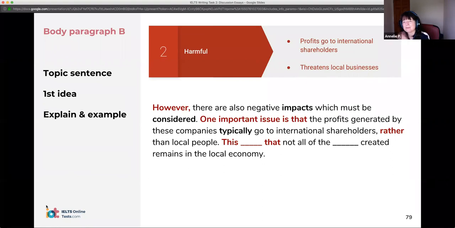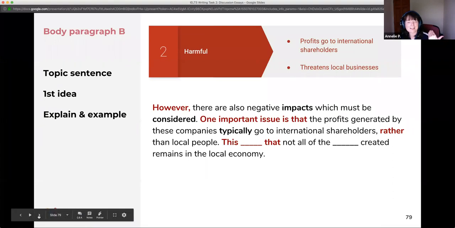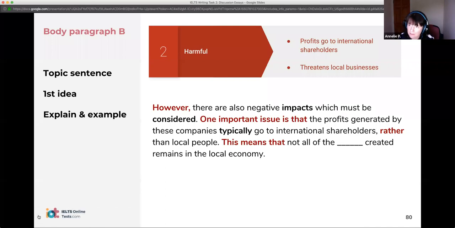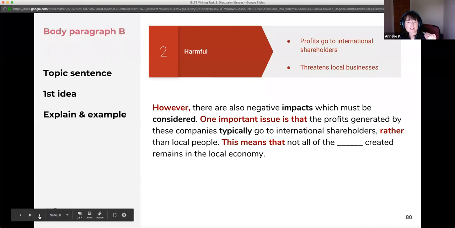Just check the next bit. This, okay, yeah, "means" is probably the best one, but there are other ones. "This proves that" is very nice, or "shows that," that's very good. Okay, we've gone for "means." This means that, so again, you're giving the result. What's the result of this situation?